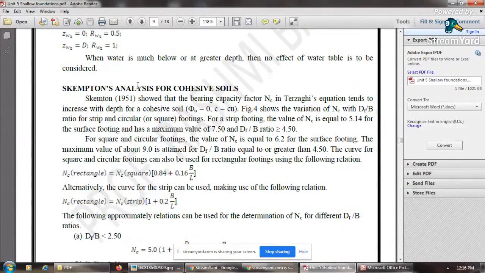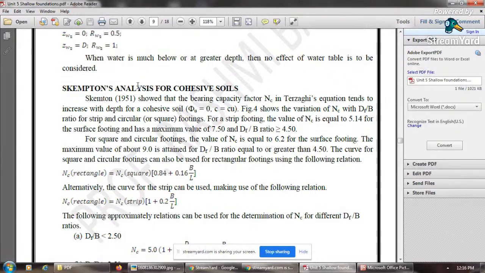Next is Skempton's analysis for cohesive soils. So what do you mean by cohesive soils? Which is having the property of swell and shrink. When you add water and remove water, there will be the property of the soil to swell and shrink.